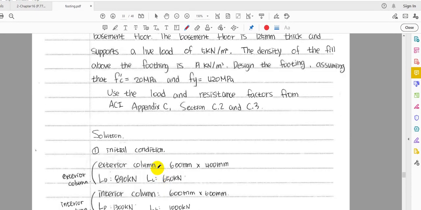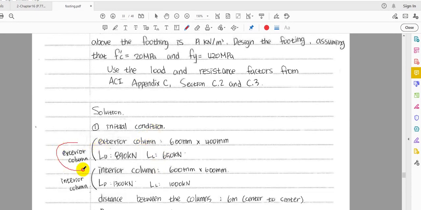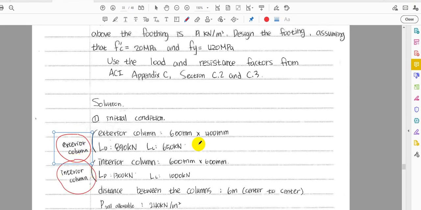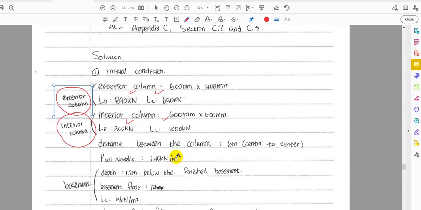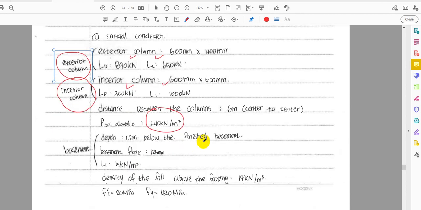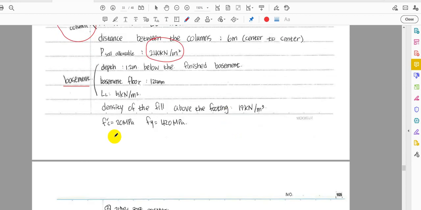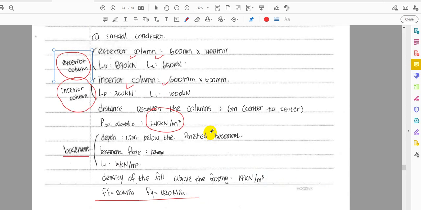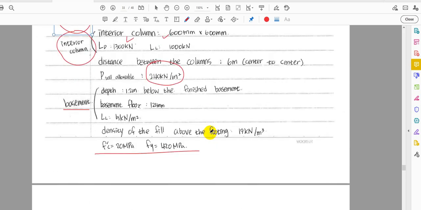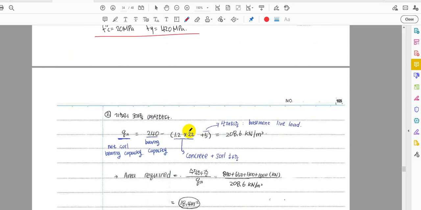And we have loadings here, loading information for exterior columns and interior columns. The dead load and live load are all given with the allowable soil bearing pressure. Okay, and also we have a surcharge loading by basements and the concrete and all that. All this information is given, so we don't have to worry about it.